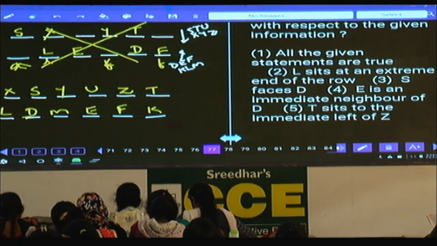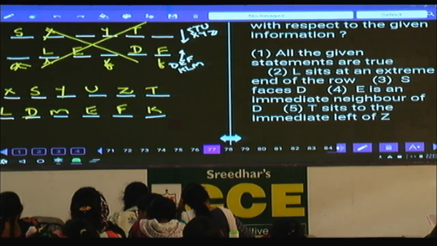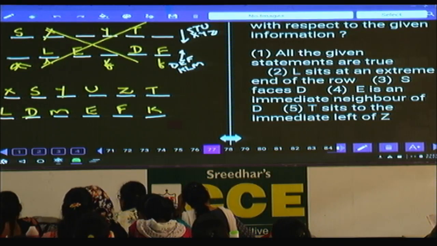S faces D. That is true. E is an immediate neighbor of D. That is false, choice 4. T sits to the immediate left of Z. That is true. Hence, what is your answer? Choice 4 is the answer.